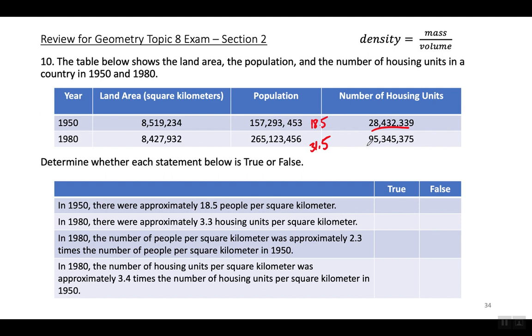All right, so that's going to give me, let's say, 3.3. That's the number of housing units per square kilometer in 1950. Now let me do the same thing for 1980 by dividing this number by the number of square kilometers.